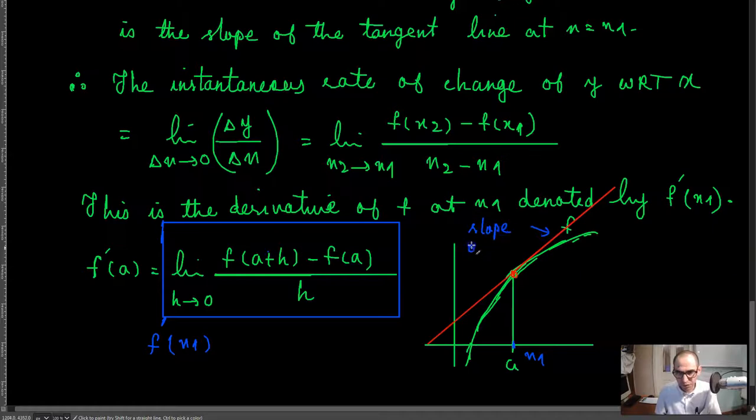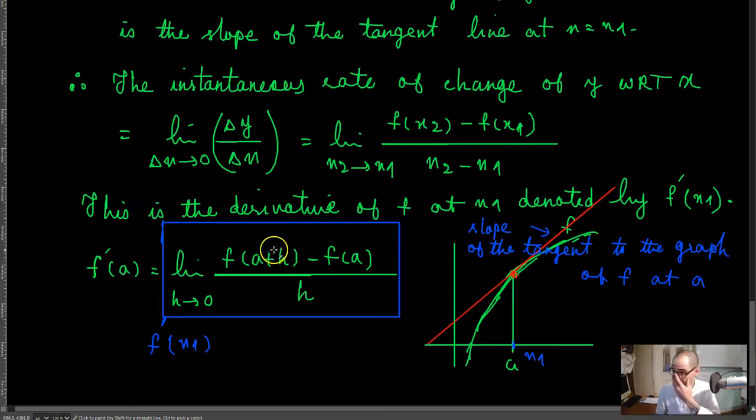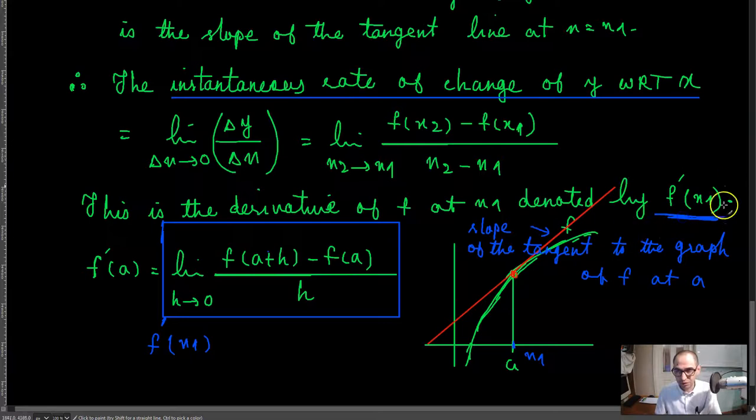This is the slope of the tangent line, of the tangent to the graph of f at a, for example, something like this, right? And basically over here we came to the conclusion that the limit of delta y by delta x as delta x approaches zero, which is in nature the same thing as the same limit over here, is also the instantaneous rate of change of y with respect to x at x1, which is denoted by f prime of x1.